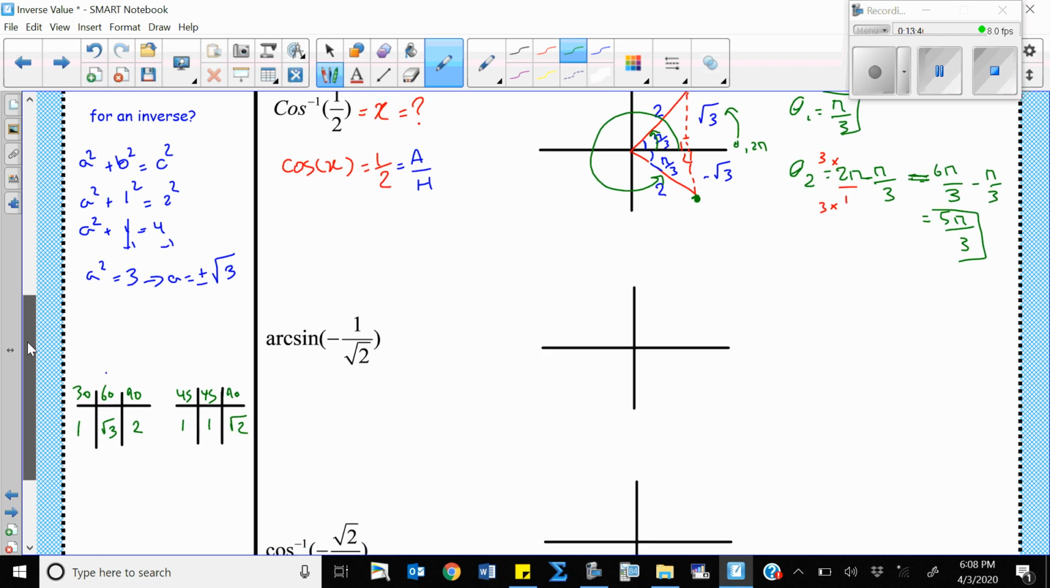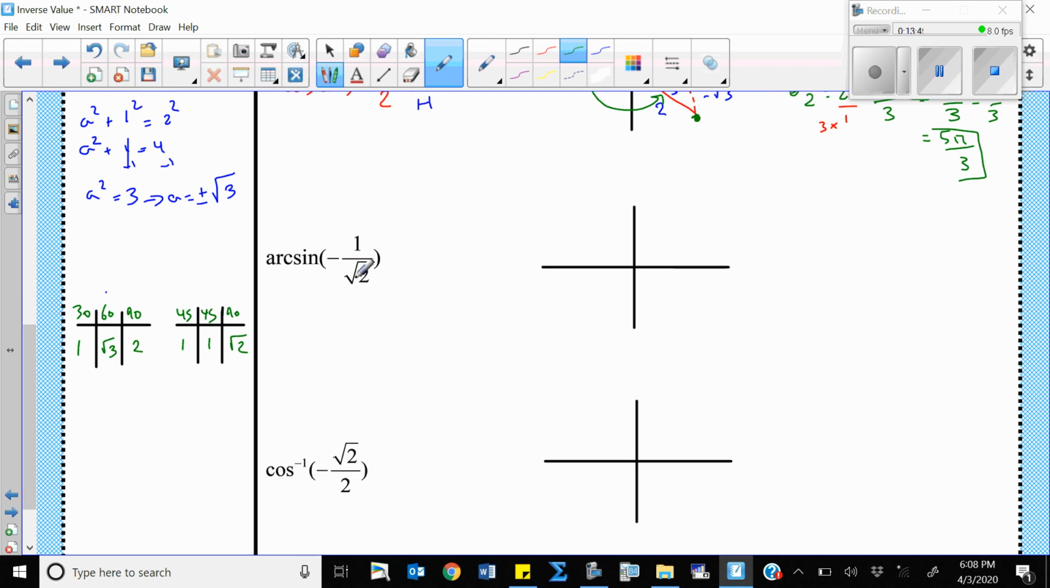Now let's work on the next problem. Arc sine of negative 1 over root 2. As we just talked about, arc sine is the same as sine inverse. So we have an angle here, let's call that theta. Sine of theta is equal to negative 1 over root 2. So the sine is a negative value. Which quadrant should the angle be in? Yes, the third and the fourth, because in these two, sine is a negative value.